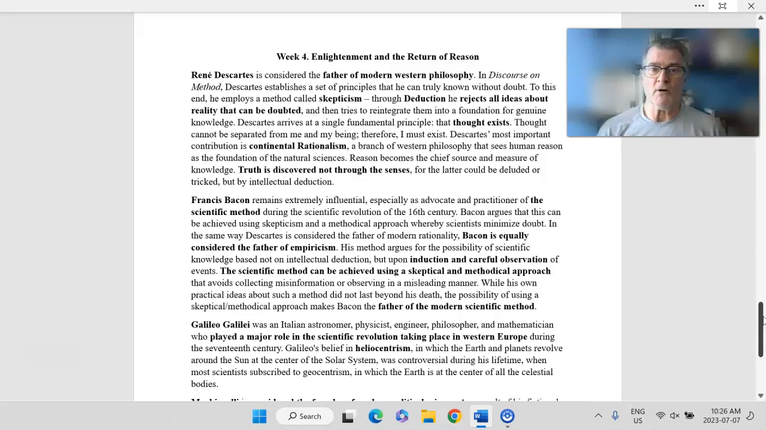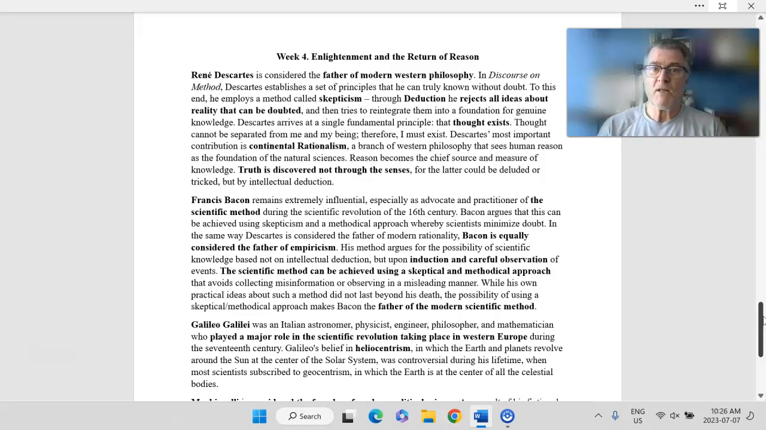And what Descartes wanted to do was establish a set of principles that could be truly known without doubt. No maybes, no possibly, should, could, might. No, known with absolute certainty. So let's strip away everything that can be doubted and start from an absolute solid foundation. And the word absolute really means what it means, right? There's nothing else. We start here.